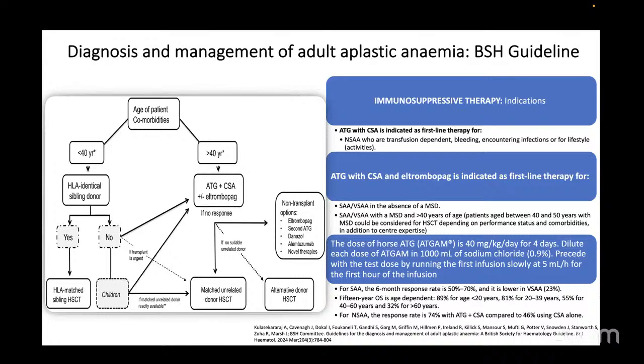And we have to dilute each dose of ATGAM in 1 liter of sodium chloride 0.9%, and we have to give the infusion slowly at a 5 ml per hour rate for the first hour of the infusion. We have strict orders not to start ATG outside of the working hours, office hours, because that is when all the senior faculties are available in the hospital. And we treat all our patients with antihistaminics and steroids from 1 day prior to the ATG exposure, to prime them for the immediate and delayed type of hypersensitivity reactions.